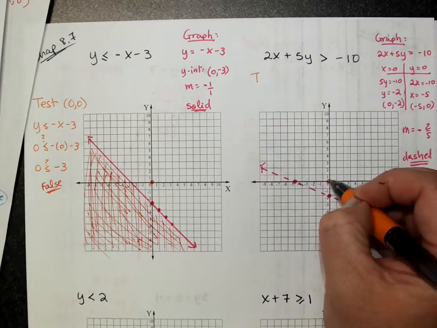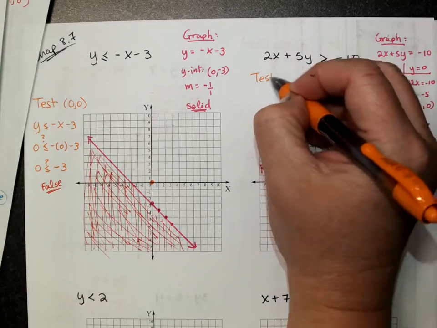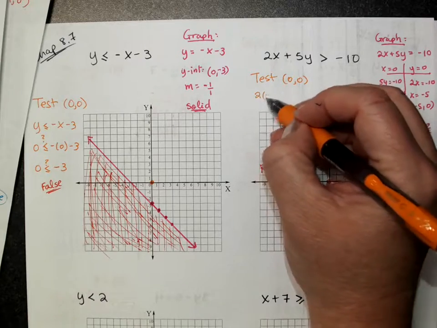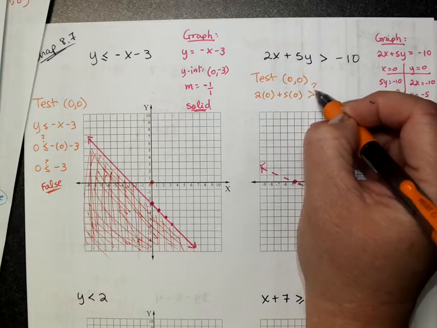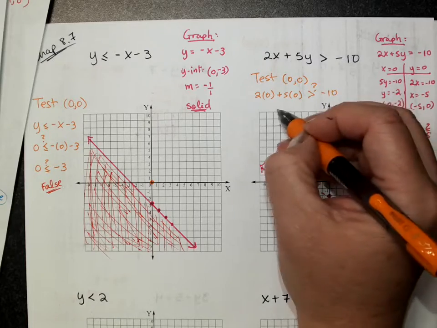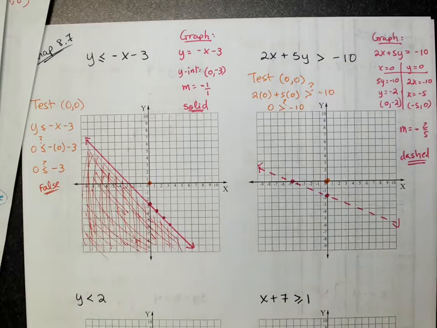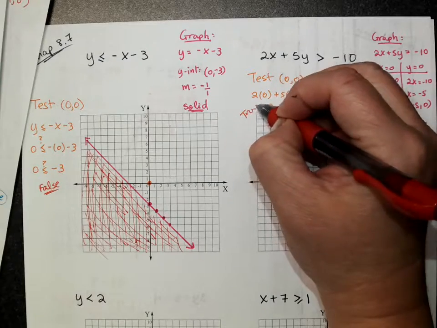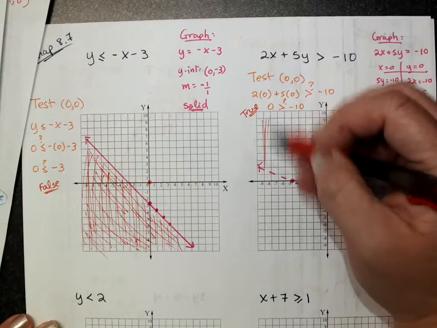And it doesn't go through the origin, so I'll mark that as my test point and see how that works. 2 times 0 plus 5 times 0. Is that greater than negative 10? Is 0 greater than negative 10? True. That is true. Therefore, that test point is on the true side.